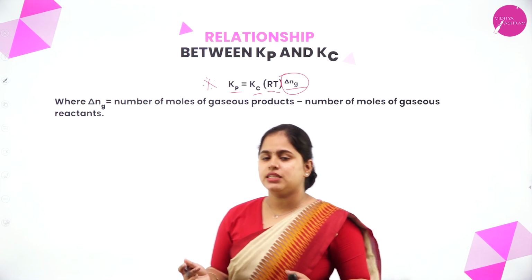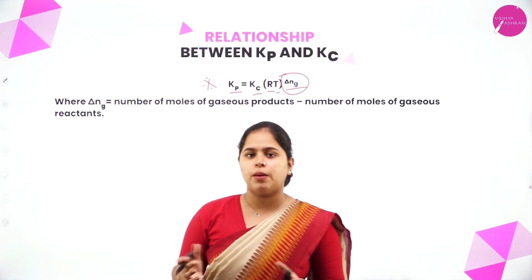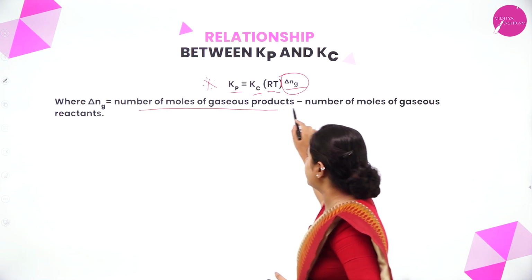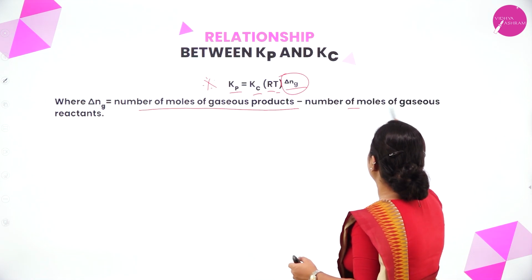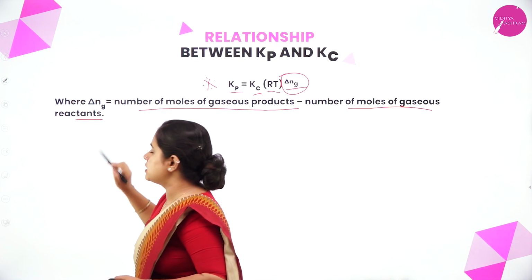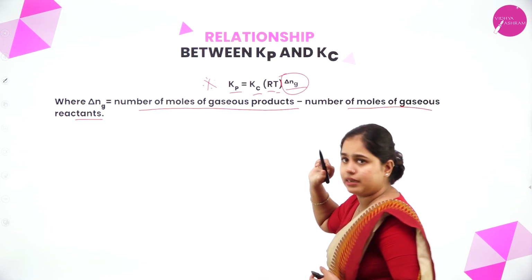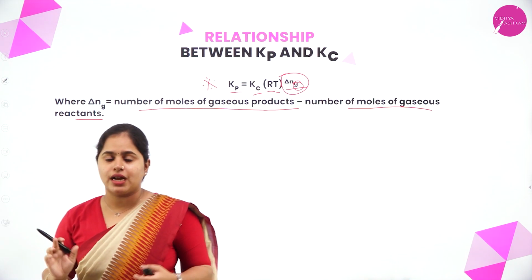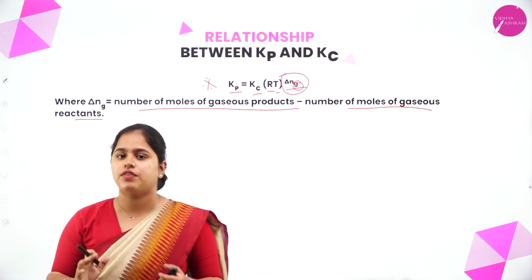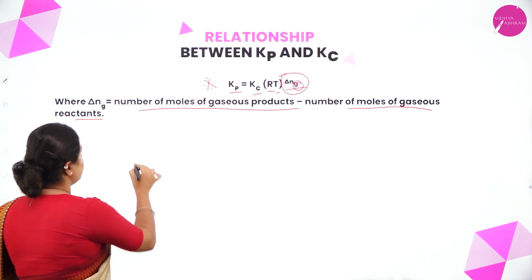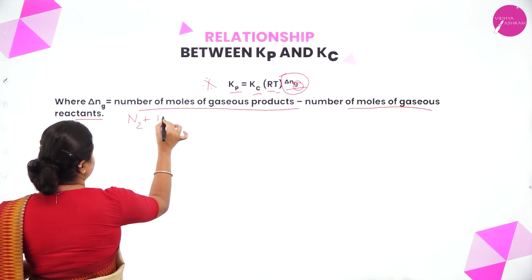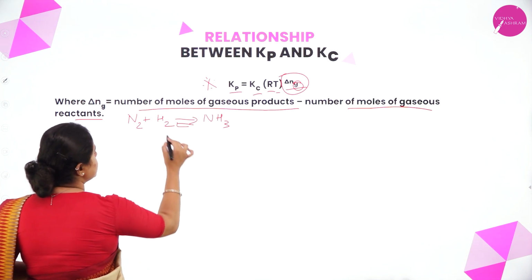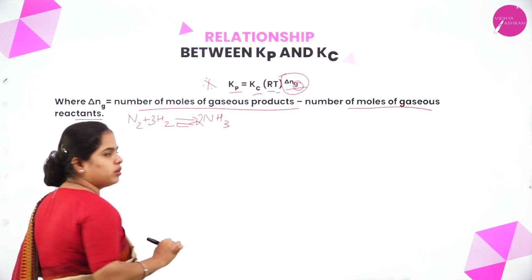Now delta N means it is the difference in the number of moles of products minus reactants. That means it is the number of moles of gaseous products minus the number of moles of gaseous reactants. So as you can see here, it's not just written delta N, it is written delta Ng. It is only the number of moles of reactants and products which are in gaseous state we are going to consider. For example, let's take N2 plus H2 giving NH3. If we are going to balance this, it becomes N2 plus 3H2 giving 2NH3.